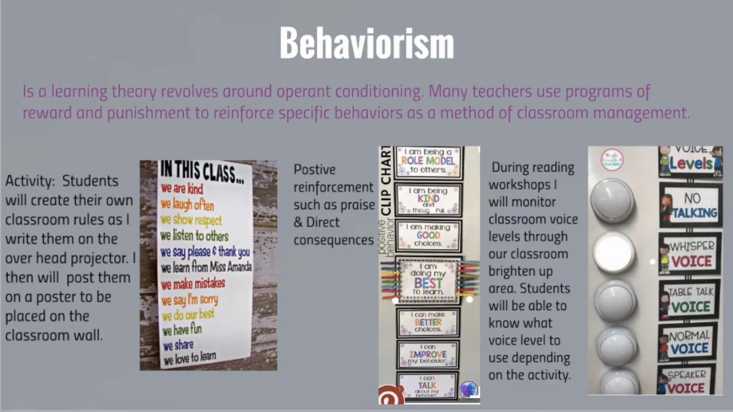Some activities we will use as a class: students will create their own classroom rules as I write them on the overhead projector. I will then post them on a poster to place on the classroom wall. Positive reinforcement such as praise and direct consequences will be used with clipboard charts. During reading workshops, I will monitor classroom voice levels through a classroom brighten up area. Students will be able to know what voice level to use depending on the activity.